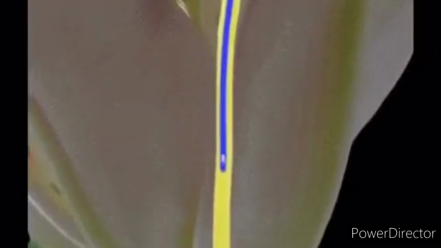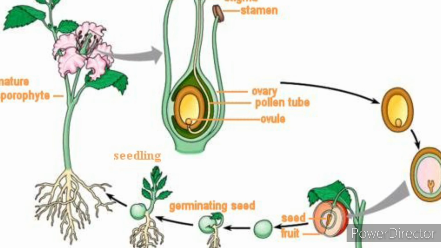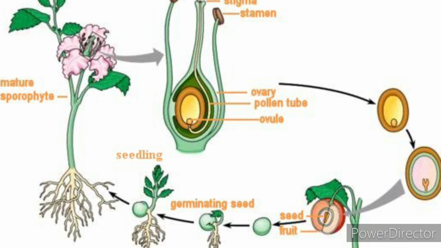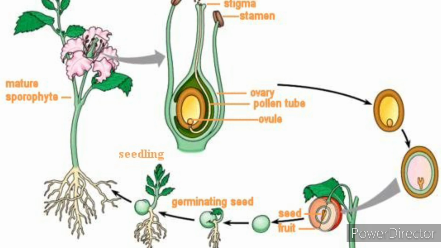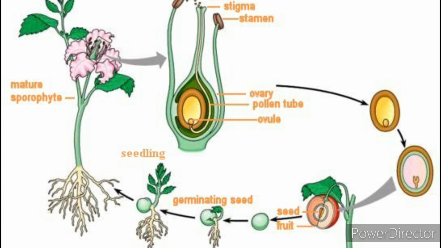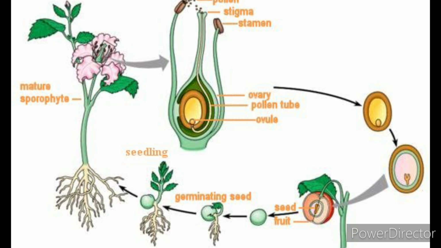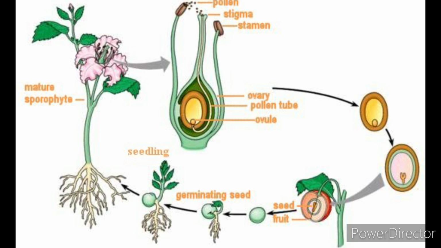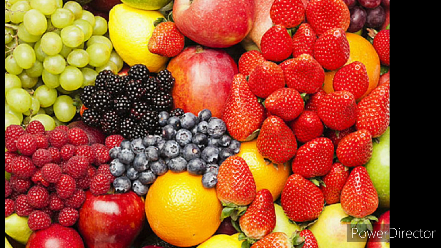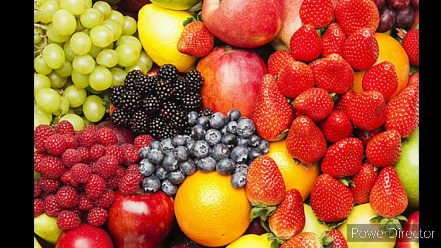The sperm travels along the pollen tube and fertilizes the nucleus in the ovule. The fertilized ovule develops into a seed. The embryo in the seed carries genetic material from both parents. And the ovary gives rise to the fruit.